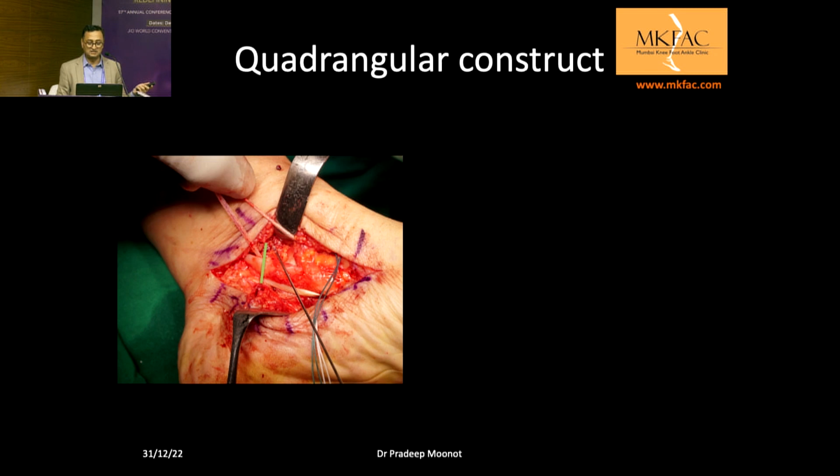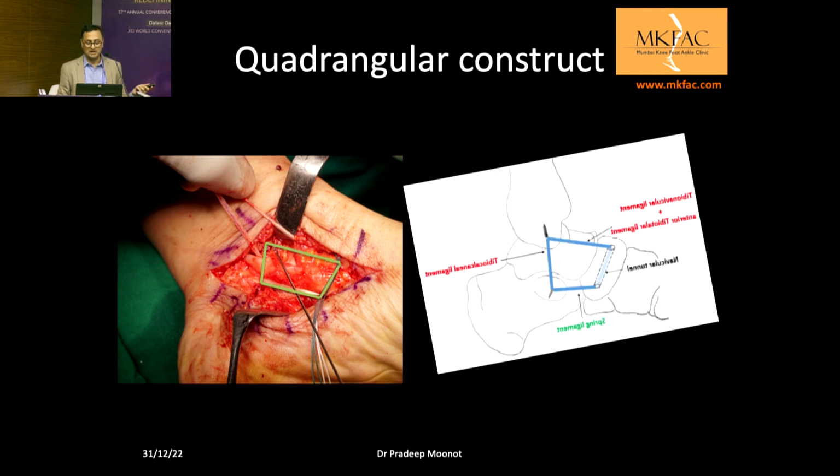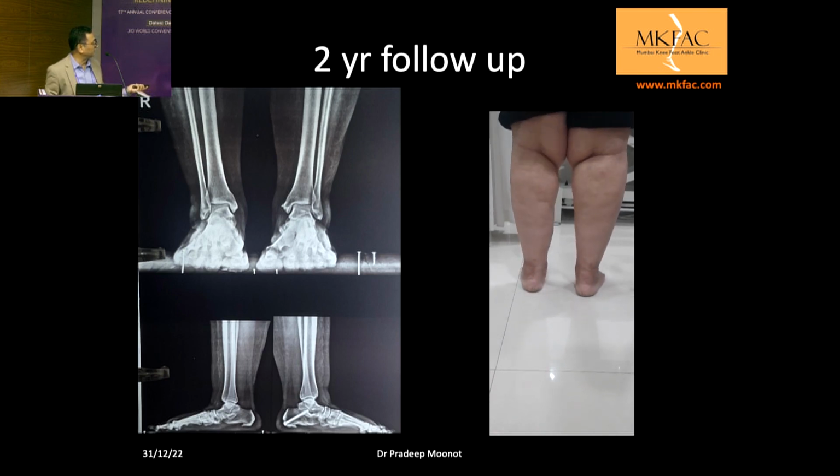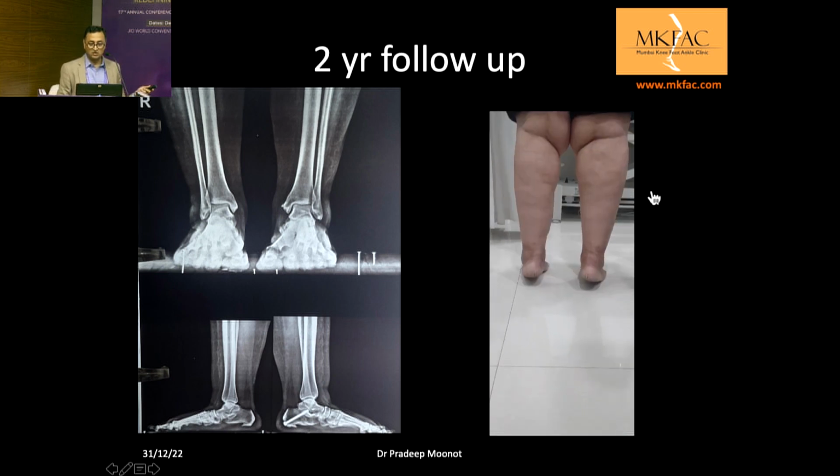Again, had the same reconstruction. That's your tibio spring ligament, and that's your anterior limb. Had the reconstruction done like that, like a quadrangular. This is a 2-year follow-up. Luckily, she just came last week, and you can see how she has a more arch on the operated side than the other side, and she is able to do her single leg hop, everything.